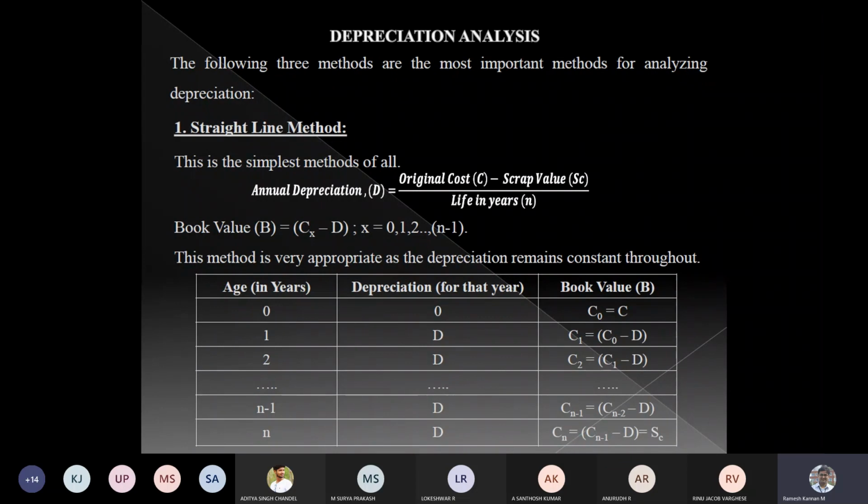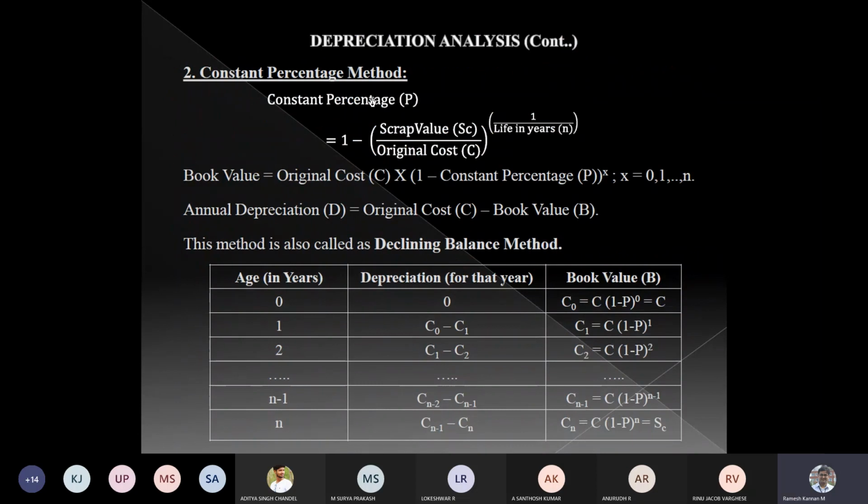Then they formulated another methodology called the constant percentage method. So this is the constant percentage method. You remember this is not depreciation, capital D. Remember, this is a very important thing. It's another factor called constant percentage, capital P, equals 1 minus scrap value divided by original value, and the whole power is 1 by n. Generally people make the whole power n. That's very wrong. It's 1 by n. So it's a formula to calculate the constant percentage, right?